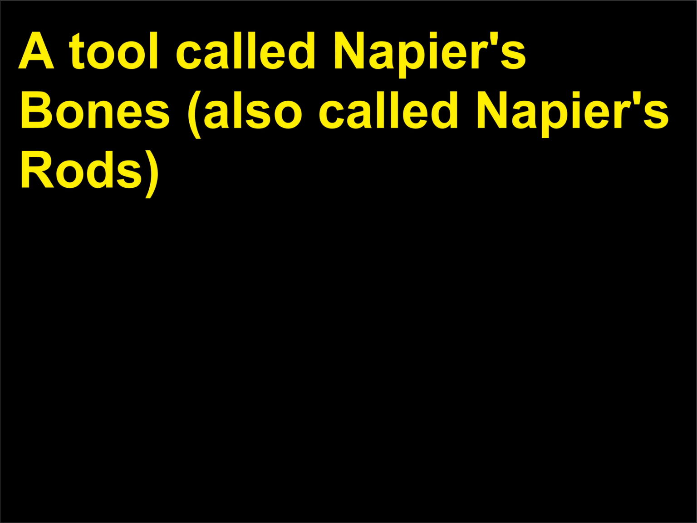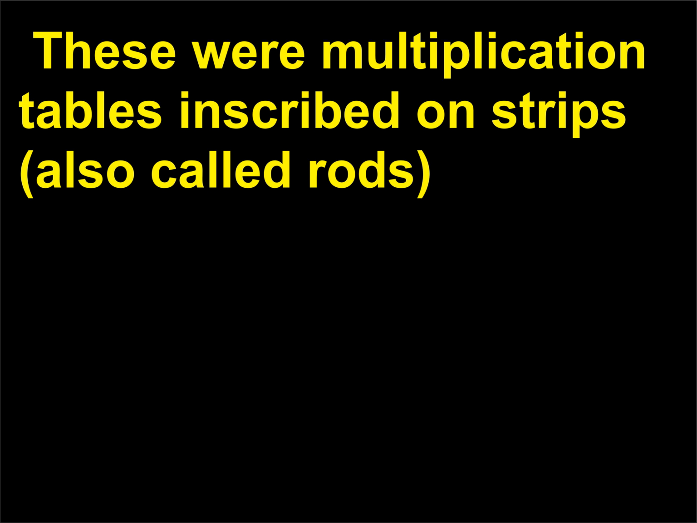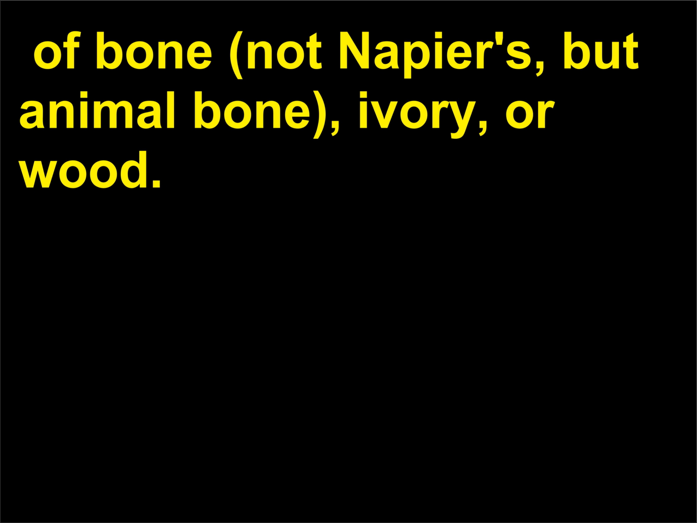A tool called Napier's bones, also called Napier's rods, was invented by Scottish mathematician John Napier, 1550 to 1617. These were multiplication tables inscribed on strips, also called rods, of bone, not Napier's, but animal bone, ivory, or wood.